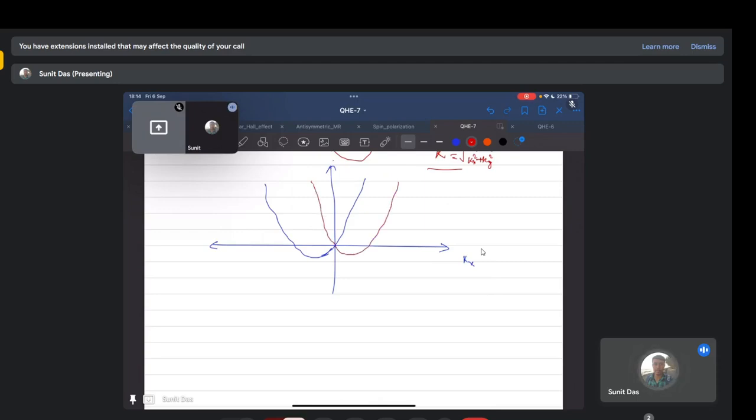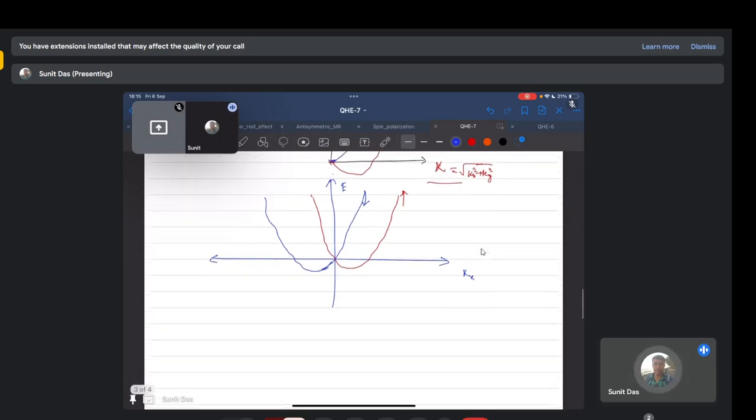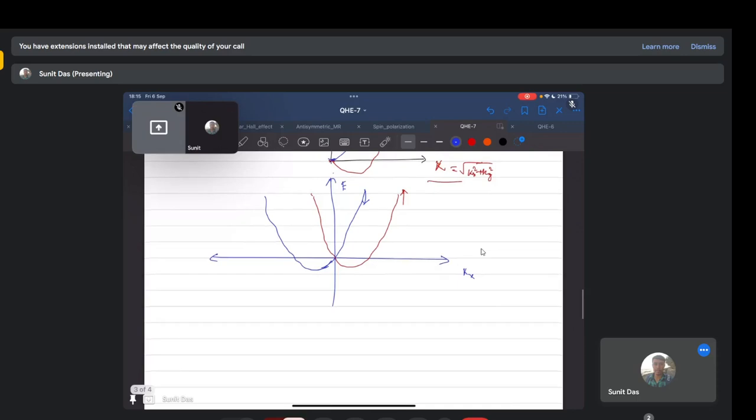So if this is the spin up sector, let's say, then it will be the spin down sector. The blue lines represent the spin down, and red represents the spin up. This is the energy. So this is the effect of Rashba.